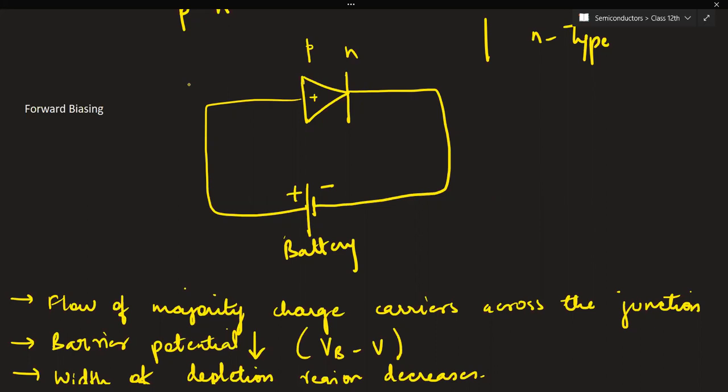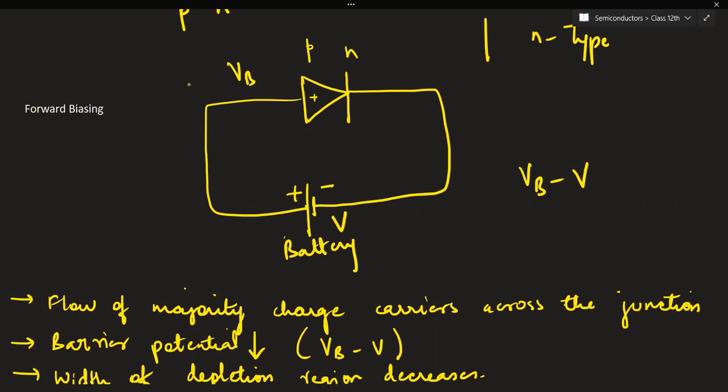And what happens to the barrier potential? Let's say the total potential of the battery is V, and for the diode it is VB. So the barrier potential decreases. The effective barrier potential decreases, and hence the energy barrier across the junction also decreases. Majority charge carriers, that is holes from the P side and electrons from the N side, begin to flow towards the junction.